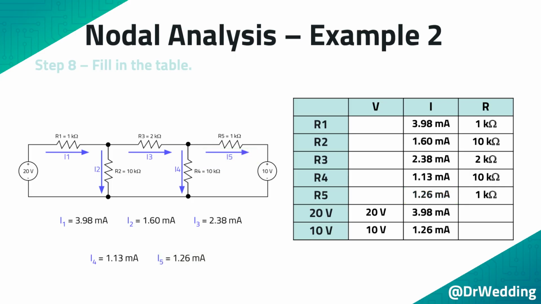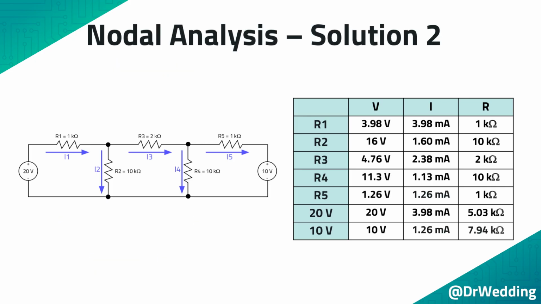Now continue as before. Fill in the rest of the currents, and find the missing values using Ohm's law. With the circuit and the filled-in table, you have the complete solution for this circuit.